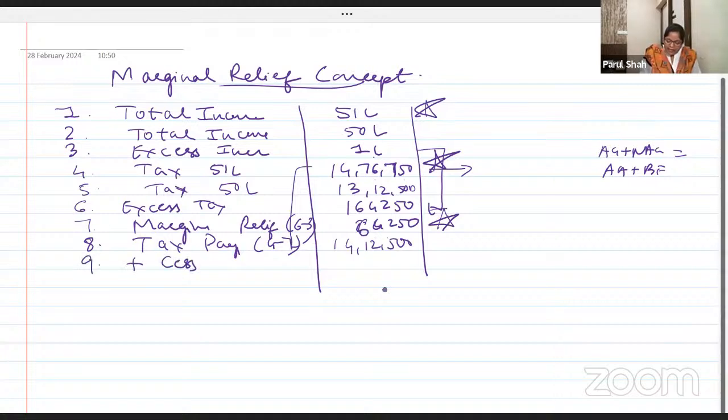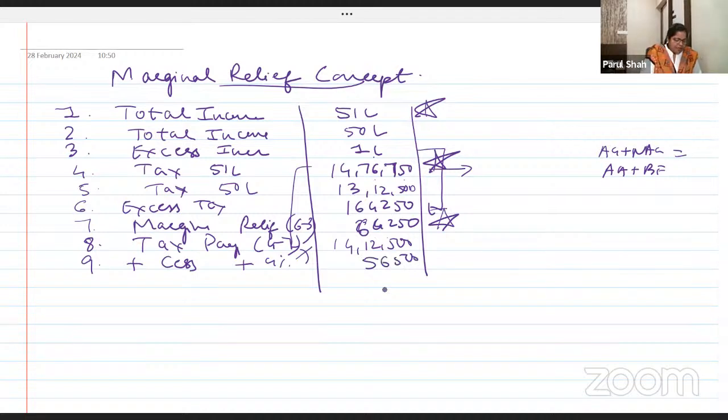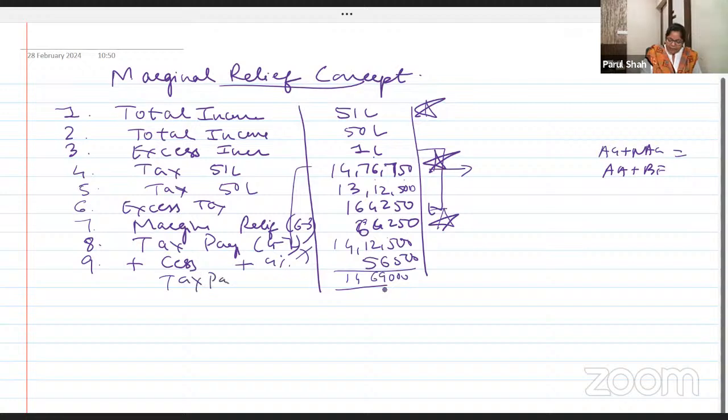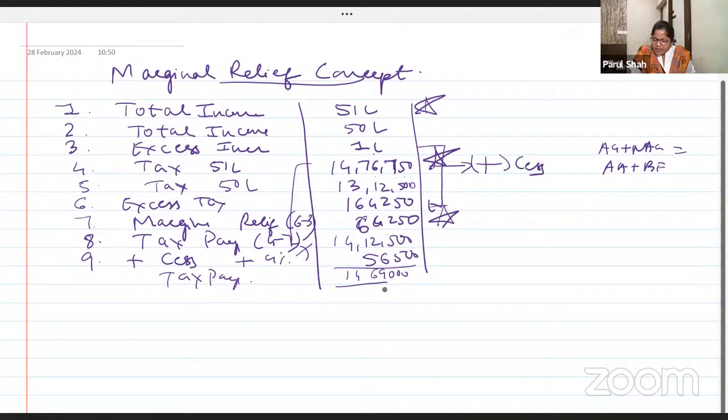On this, you add health and education cess of 4%, which is 56,500. 14,12,500 is your final tax before cess. Add health and education cess, and 14,69,000 is the tax payable. Most of the students who know marginal relief make this mistake: they say, ma'am, I did everything correctly, why does the institute not give me marks? It is because you calculate this tax with cess and go on.